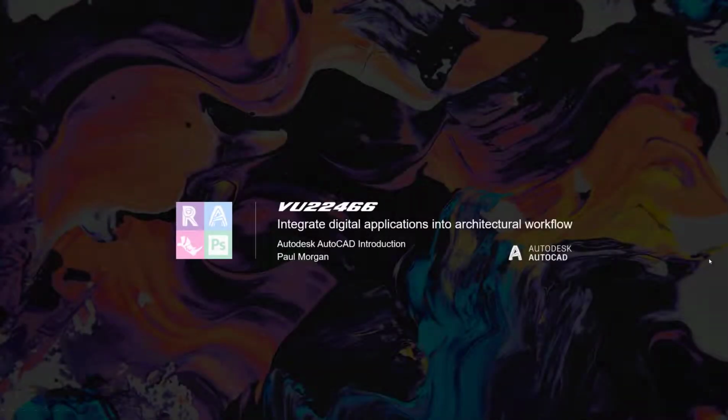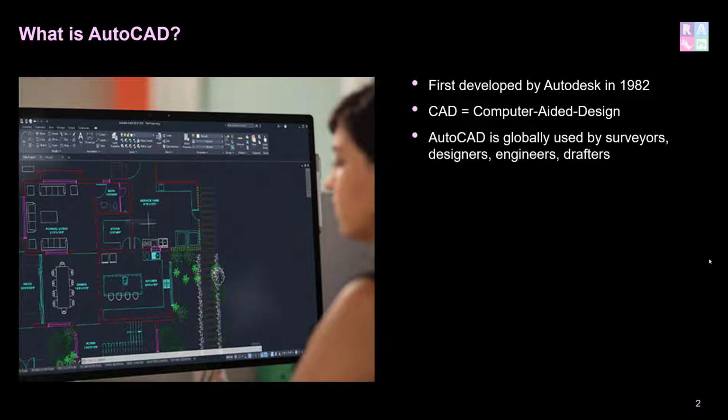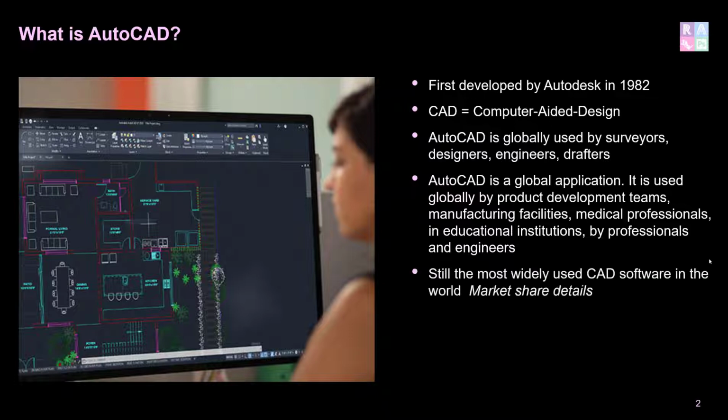Introduction to AutoCAD. So what is AutoCAD? AutoCAD was first developed by Autodesk back in 1982, and the name AutoCAD, CAD, stands for Computer Aided Design. AutoCAD's globally used by surveyors, engineers, drafters, architects. It's used by product development teams, medical professionals, educational institutions. It's a broad, very broad software. In fact, it's still the most widely used CAD software in the world by market share.